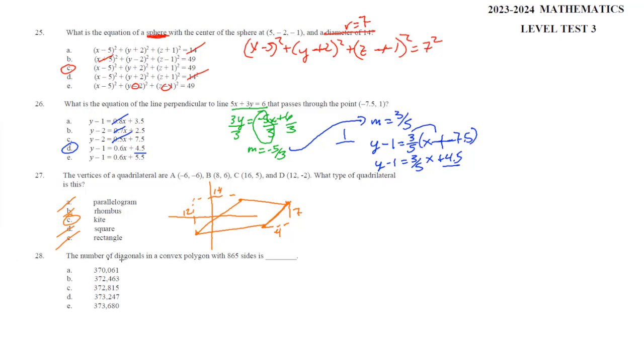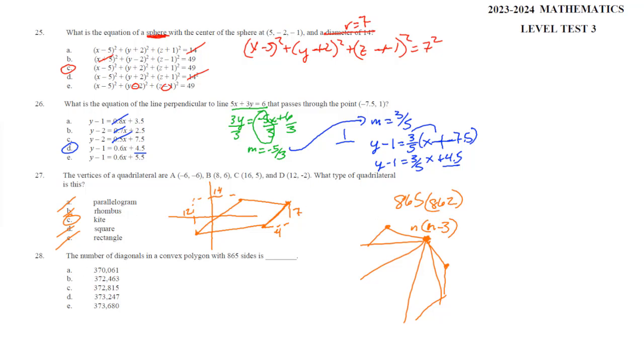Okay, the number of diagonals in a convex polygon with 865 sides. So again, let's draw something with, I don't know, 865 sides there. Now diagonals: take one vertex and you can draw diagonals to every other vertex except the vertex itself and the one right next to it. So you have n minus 3 at this point. So 862 diagonals from this vertex. And if you do that from every single vertex, you get 865 times 862, or n times (n minus 3).